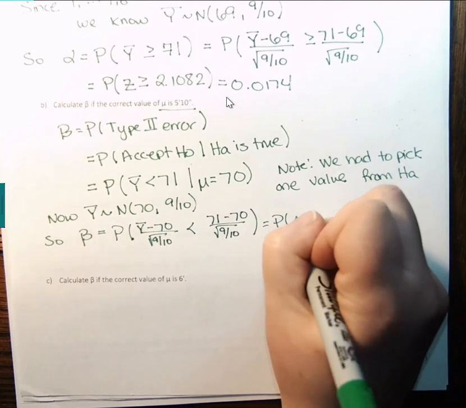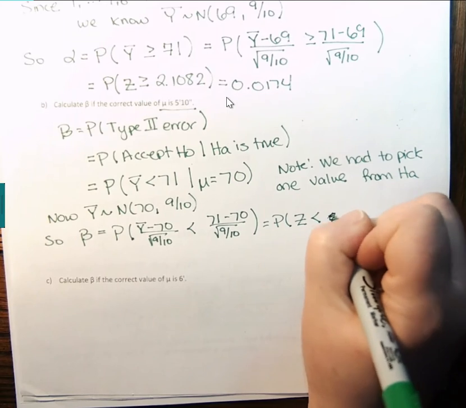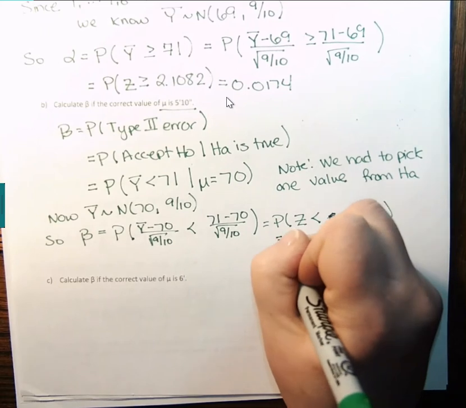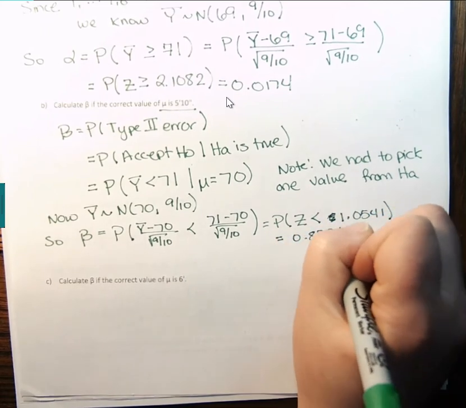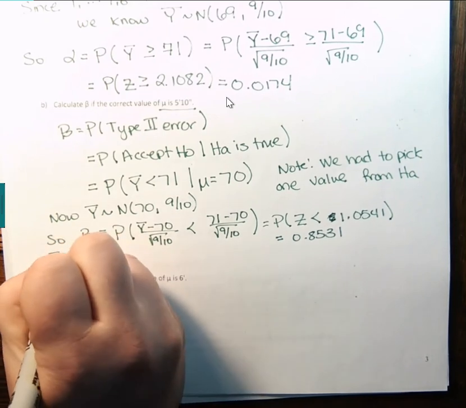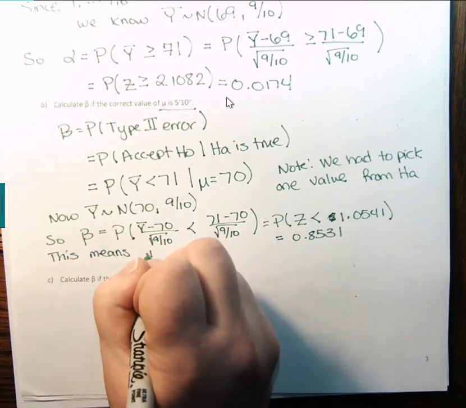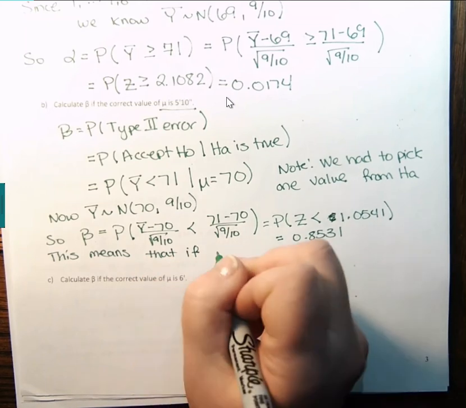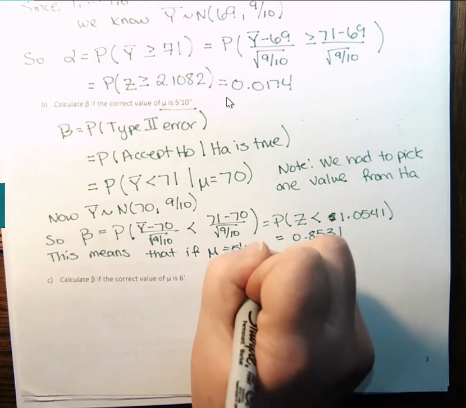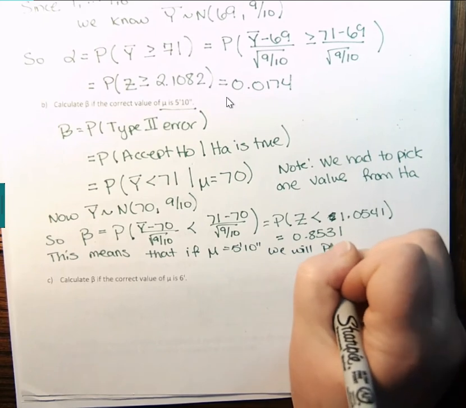And you should find this is equal to the probability that z is less than 1.0541, which is equal to 0.8531. Notice this is large. So what this tells us is that if mu is equal to 5 foot 10 inches, we will probably make a type 2 error.